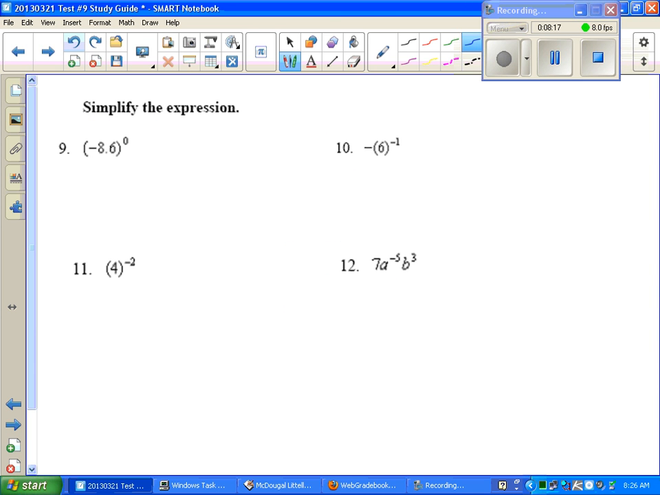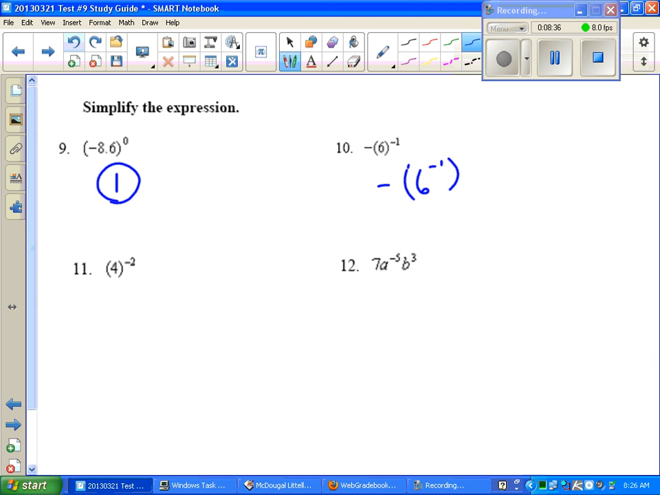Okay, then we get into some exponents. Negative 8.6 to the 0 power. Anything to the 0 power is 1. Notice this next one says negative 6, or it's negative and then 6 is raised to the negative 1 power. So that looks like this. Negative and then 6 is raised to the negative 1 power.